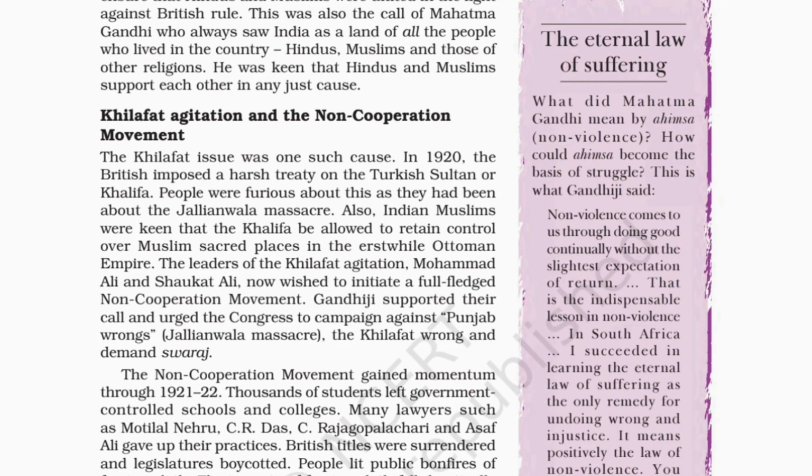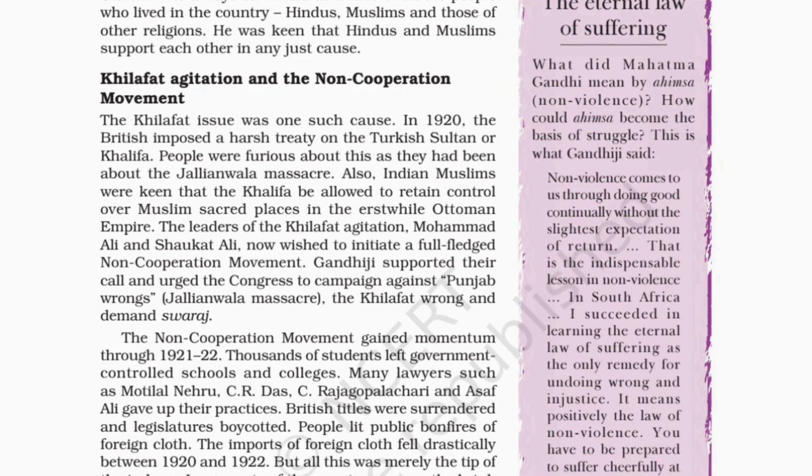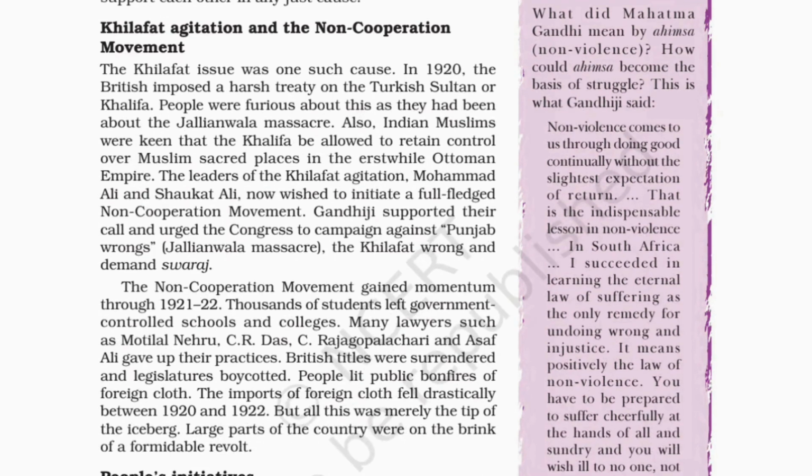Gandhiji supported their call and urged the Congress to campaign against the Punjab wrongs. The Punjab wrong was the Jallianwala Bagh massacre. Along with the Khilafat wrong, they demanded Swaraj. So the demand for Swaraj was in support of the Khilafat movement, which led to the non-cooperation movement. The non-cooperation movement gained momentum through 1921 to 22.